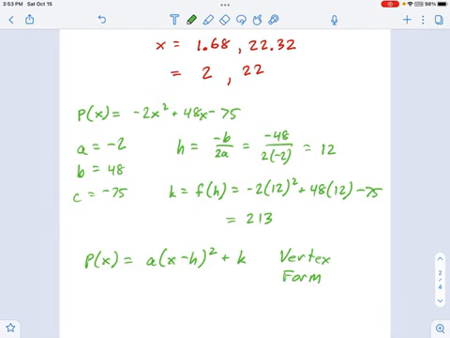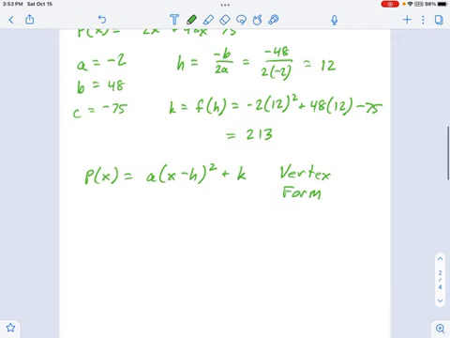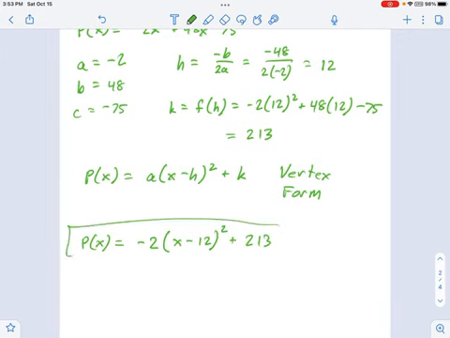But this way right here is very useful because this makes it very easy for me to look at the equation and tell what kinds of parabola it is. So negative 2 out front means it's an upside down parabola. X minus 12 means it's a shift to the right of 12. And plus 213 means it is a shift up by 213. Okay, so this is your vertex form.